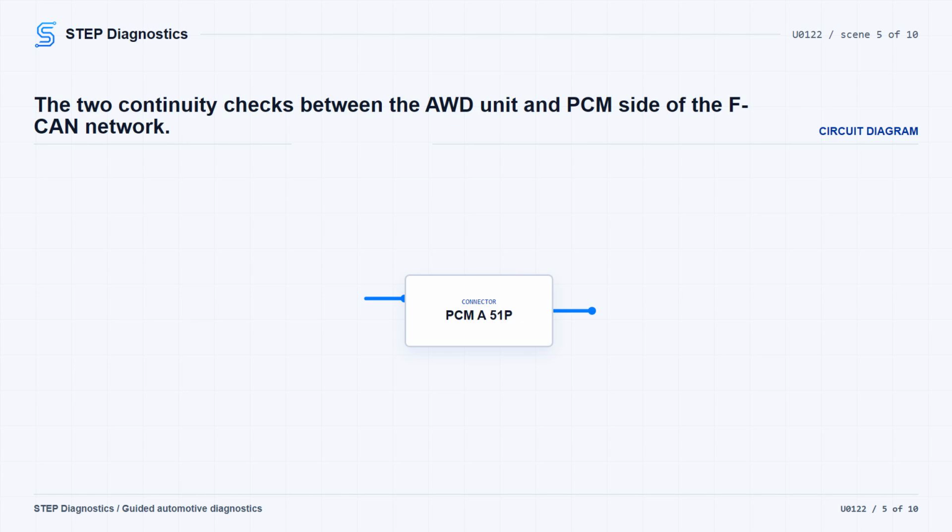2, and from real-time AWD control unit 24P connector terminal No. 24 to PCM connector A, 51P terminal No. 1. The test condition is vehicle OFF, with the real-time AWD control unit 24P connector and PCM connector A, 51P, disconnected. At this point, the decision is whether there is continuity on those FCAN lines.